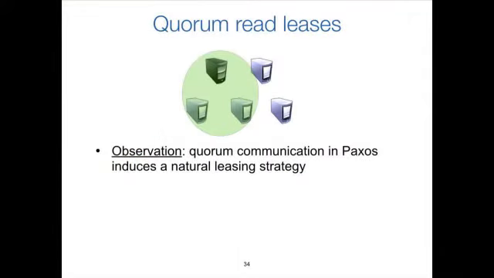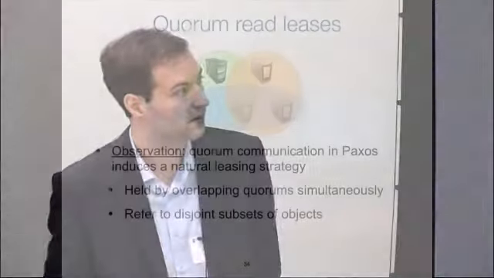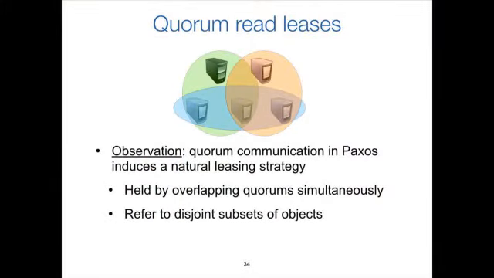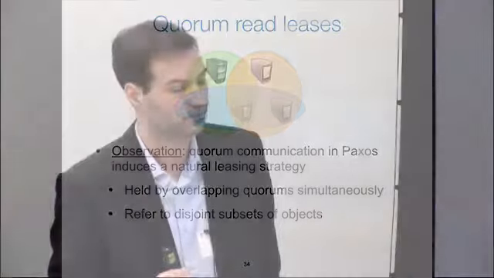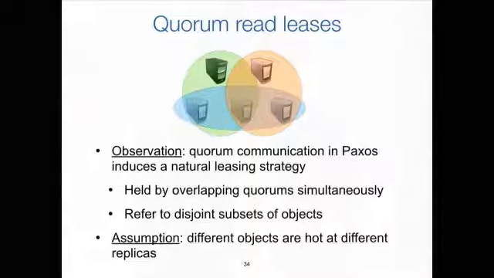Now, in particular, we make the observation that the fact that in Paxos we have to communicate synchronously with a quorum before we can commit an update induces a natural leasing strategy, and that is we simply take the smallest majorities, the simplest quorums, and we give them leases for objects. And in fact, we can have different quorums hold different leases for disjoint subsets of objects. And the assumption here is that different objects are popular, or hot, at different replicas.